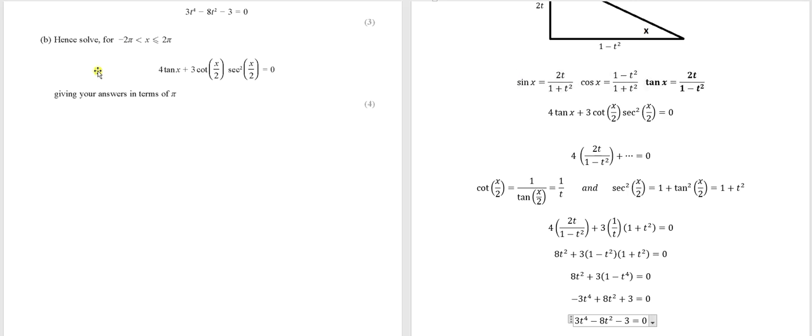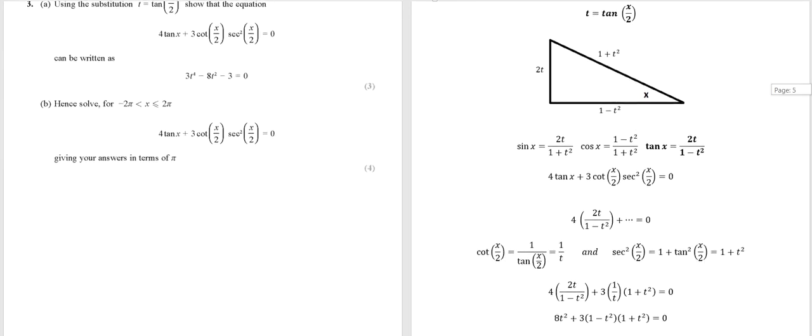For part B, they've asked you to solve this equation using what you've already found. Now, in this case, this makes perfect sense. We've got a simpler way of describing the equation we were given.